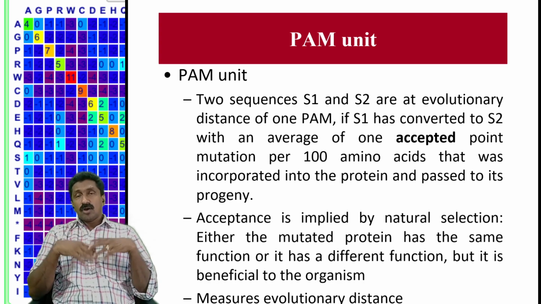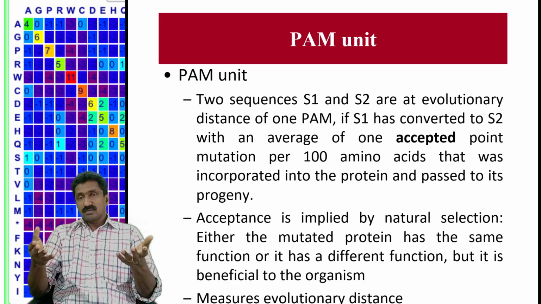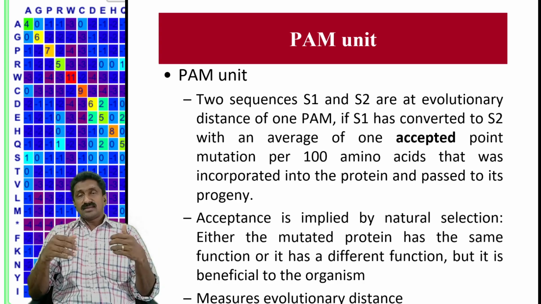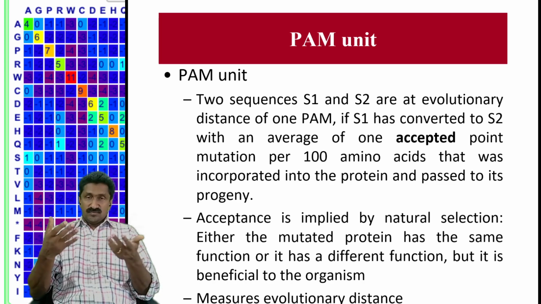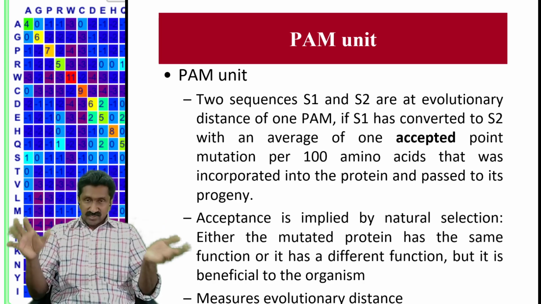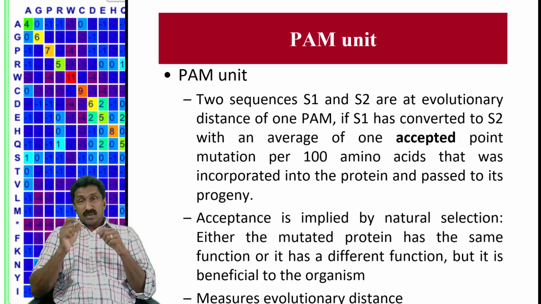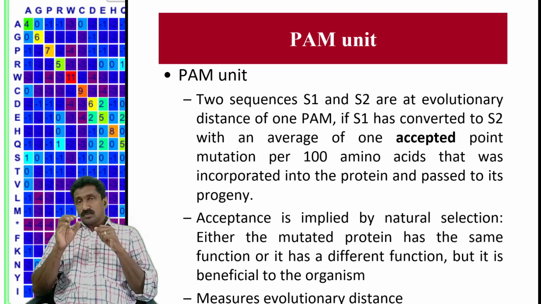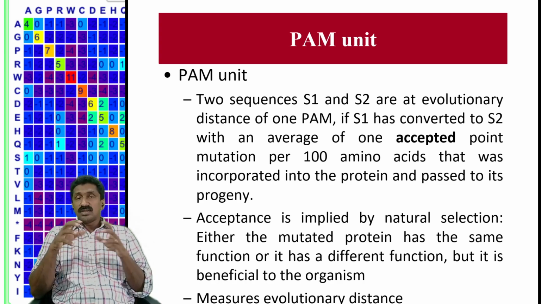But if there are more probabilities of change, then those changes will be accumulated only during a very long evolutionary period, maybe millions of years, and that requires to be calculated using a PAM matrix with a higher value like PAM 250. So that means they are distantly related or unrelated species. Okay. The acceptance is implied by natural selection, meaning point accepted. This is known as point accepted mutation. So accepted mutation means that the changed amino acid needs to be accepted by natural selection. Either the mutated protein has the same function or it has a different function, but it is beneficial to the organism, then only it will be accepted.